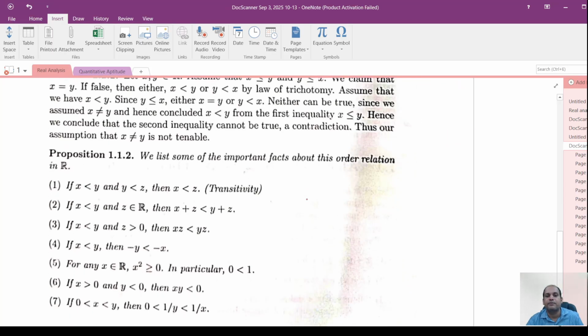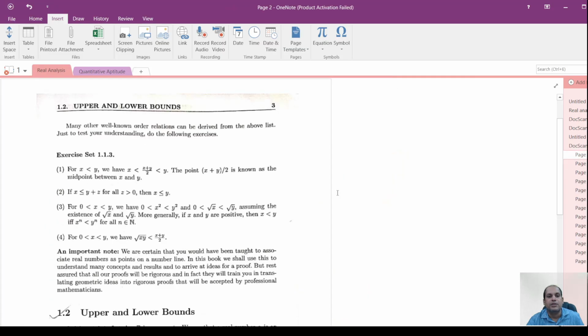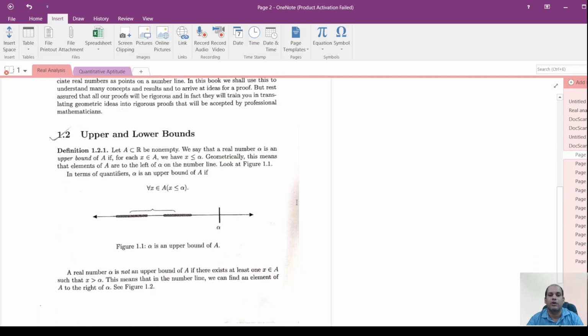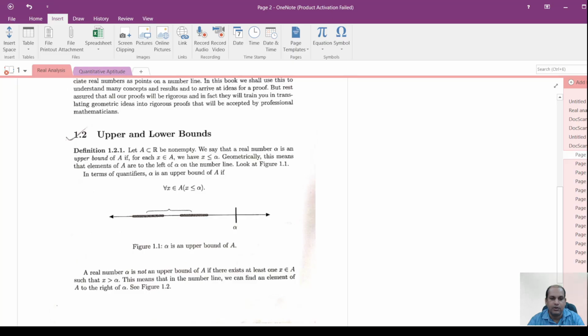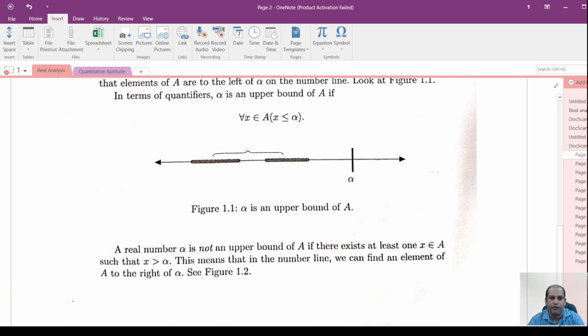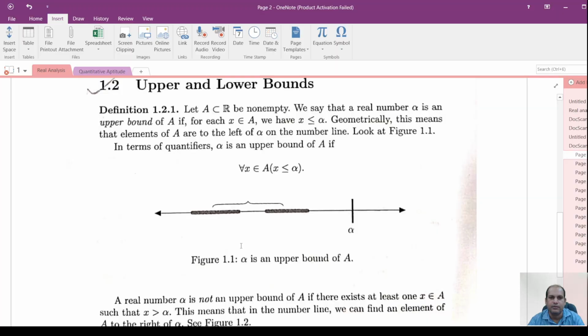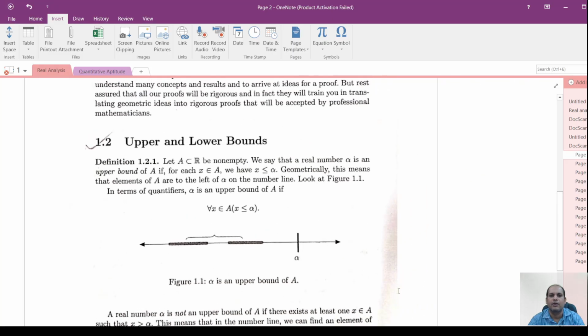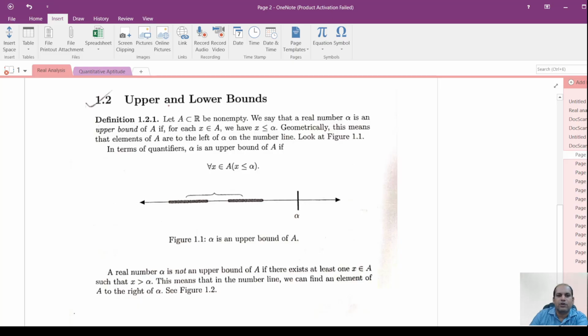Now next, let us start from the definition of upper bound and lower bound. First of all look at the definition, and then we will understand it with the help of examples. This one is the definition of upper and lower bounds. I am taking it from the book of Ajit Kumar and S. Kumaresan. Suppose A is some subset of R, because we are discussing real analysis. So whatever subset we are choosing is a subset of real numbers.